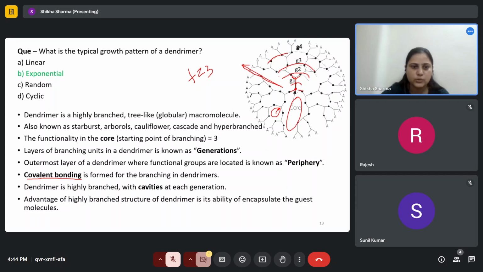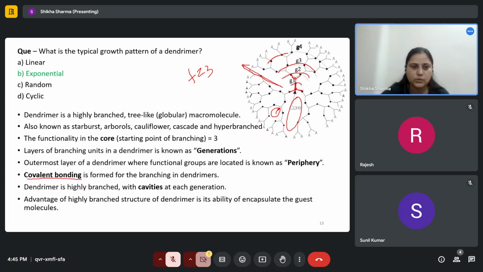So we are revising the structure of the dendrimer and the basic concepts of dendrimers. From the core to the periphery, it will grow exponentially, because initially there will be just one core with functionality 3, and three bonds will form, right?